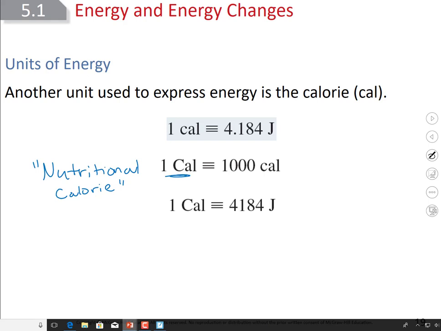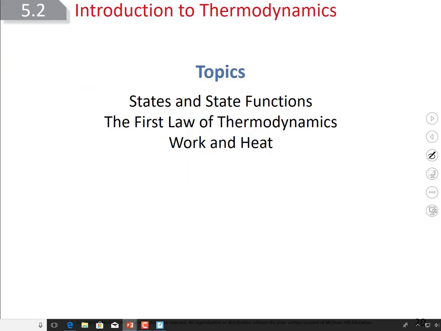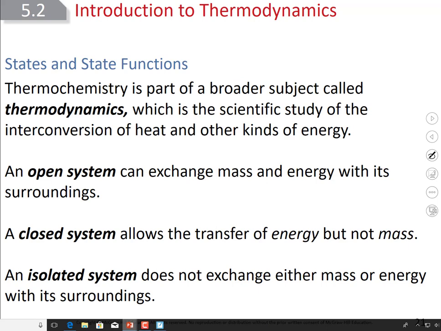All right. Ready to move on to section 2? Good. All right, that wasn't so bad. We only had 2 equations and 1 conversion factor in section 1. Not so bad. So let's move on to the beginning of thermodynamics, talking about state functions and those systems.